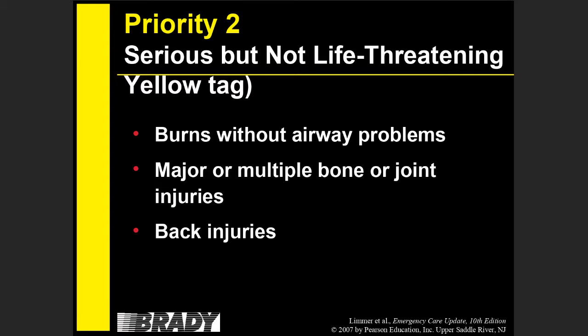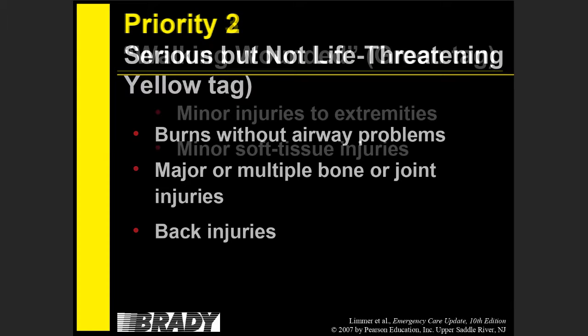Priority 2 are your serious patients, but who are somewhat stable: burns without airway problems, major or multiple bone or joint injuries, spinal injuries, things that are going to make them definitely need definitive medical treatment, but they can wait a little bit. They'll have to be retriaged, rescreened. We call that yellow tag. And again, don't get caught up on that just yet.